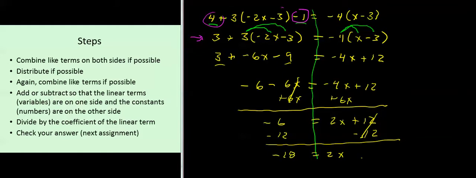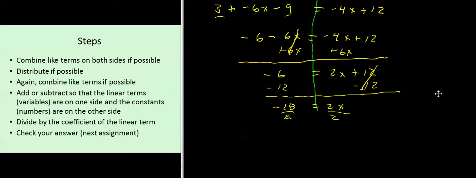Last step, divide by the coefficient. So I divide both sides by 2. And I ran out of space. We end up with x is equal to negative 9.